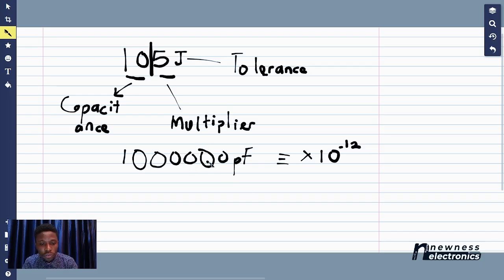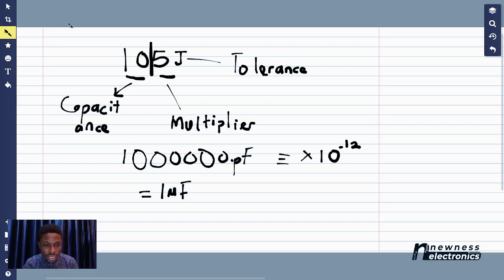If you want to convert this value to microfarad, just count 6 steps backward from this end. From here, that will be 1, 2, 3, 4, 5, 6. So this is equivalent to a 1 microfarad capacitor. Hope you got that.